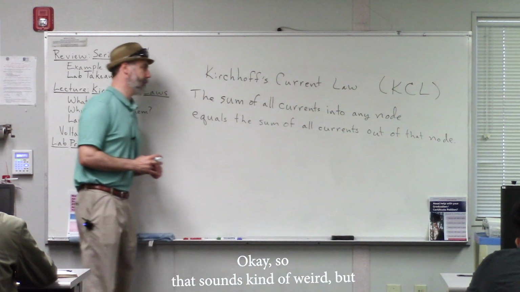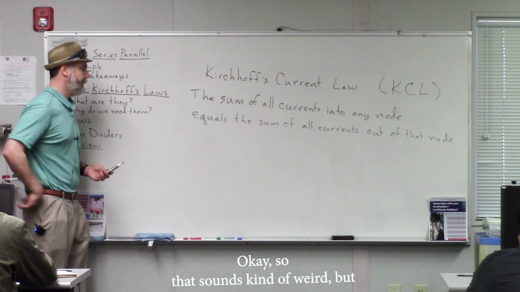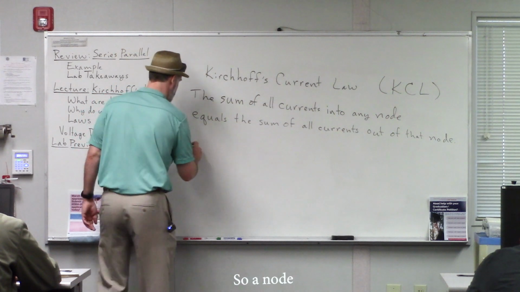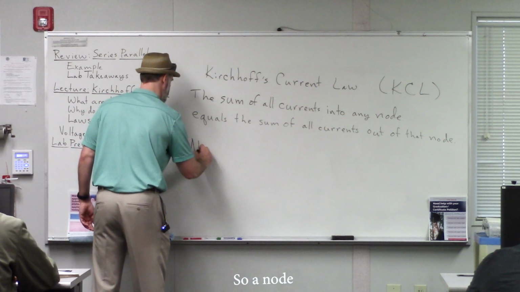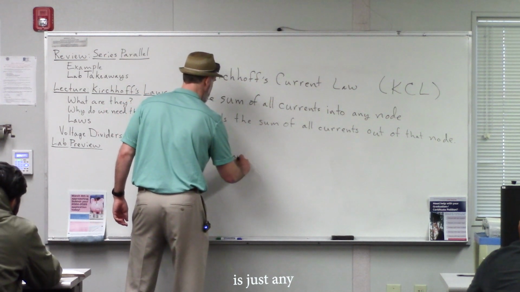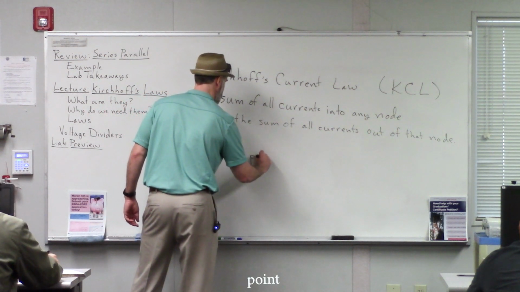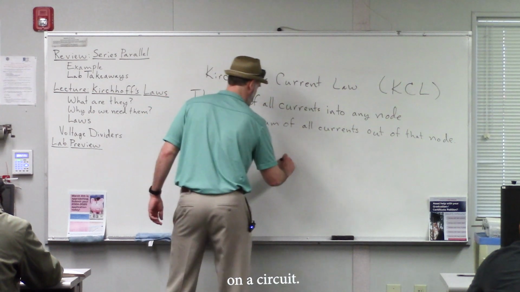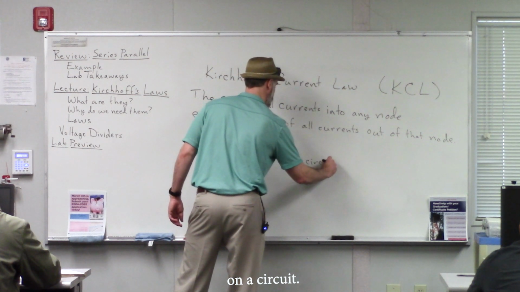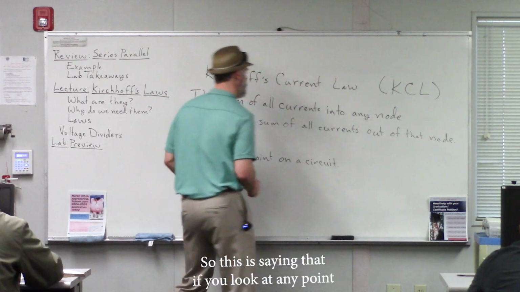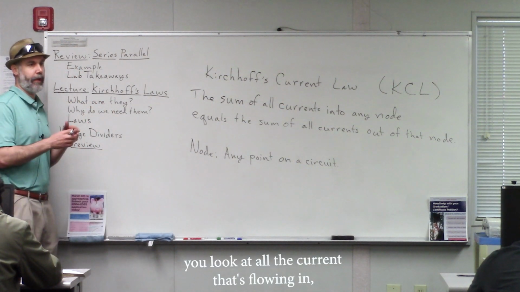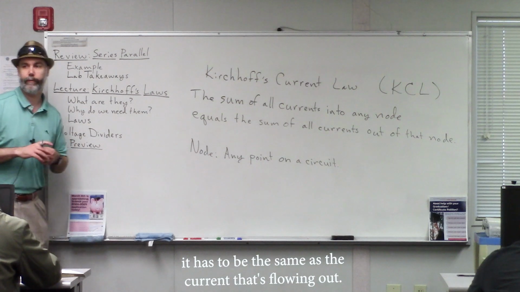Okay, so that sounds kind of weird, but let's break it down. So first of all, you might wonder, what is a node? So a node is just any point on a circuit. So this is saying that if you look at any point on the circuit, you look at all the current that's flowing in, it has to be the same as the current that's flowing out.